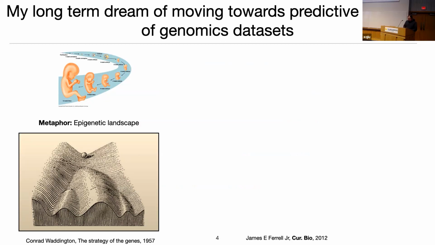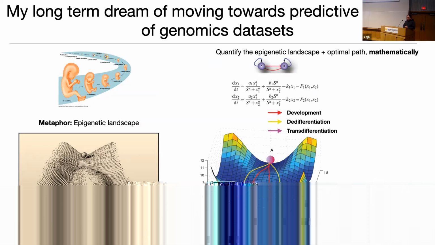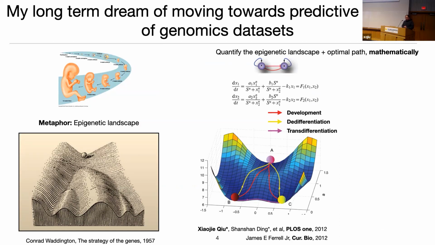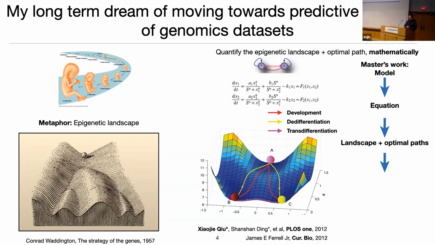So at that time, I made really extensive theoretical efforts trying to quantify the epigenetic landscape. I started by writing down the differential equations of a set of self-activating and mutually inhibiting network motifs. And then I could mathematically map out the epigenetic landscape and even quantify the optimal developmental, dedifferentiation and transdifferentiation paths. At that time, it was just theoretical.